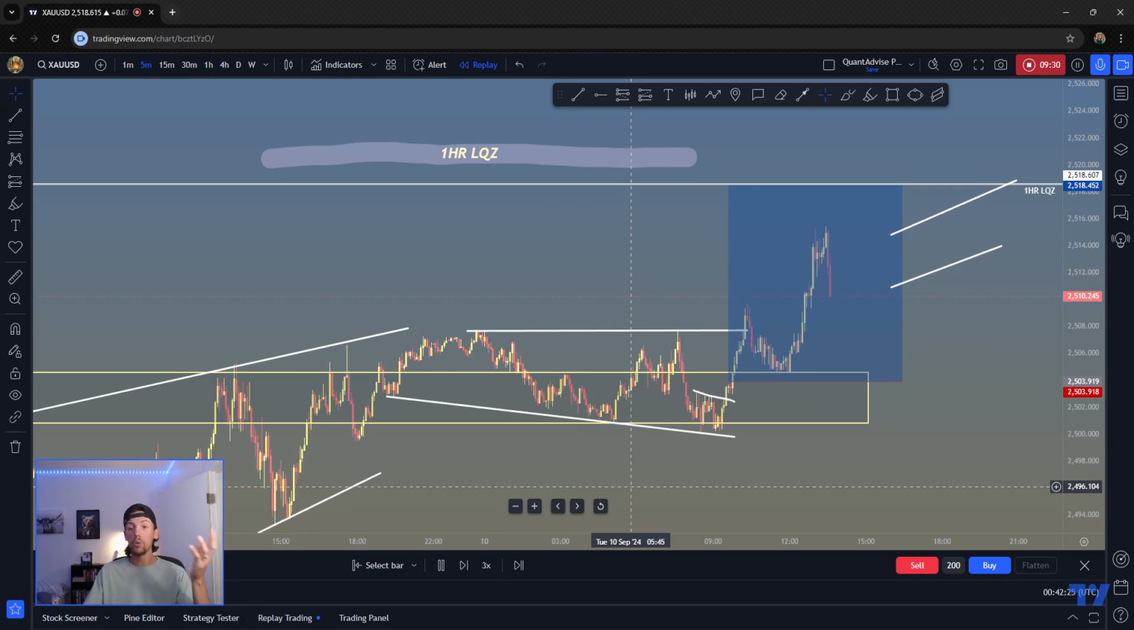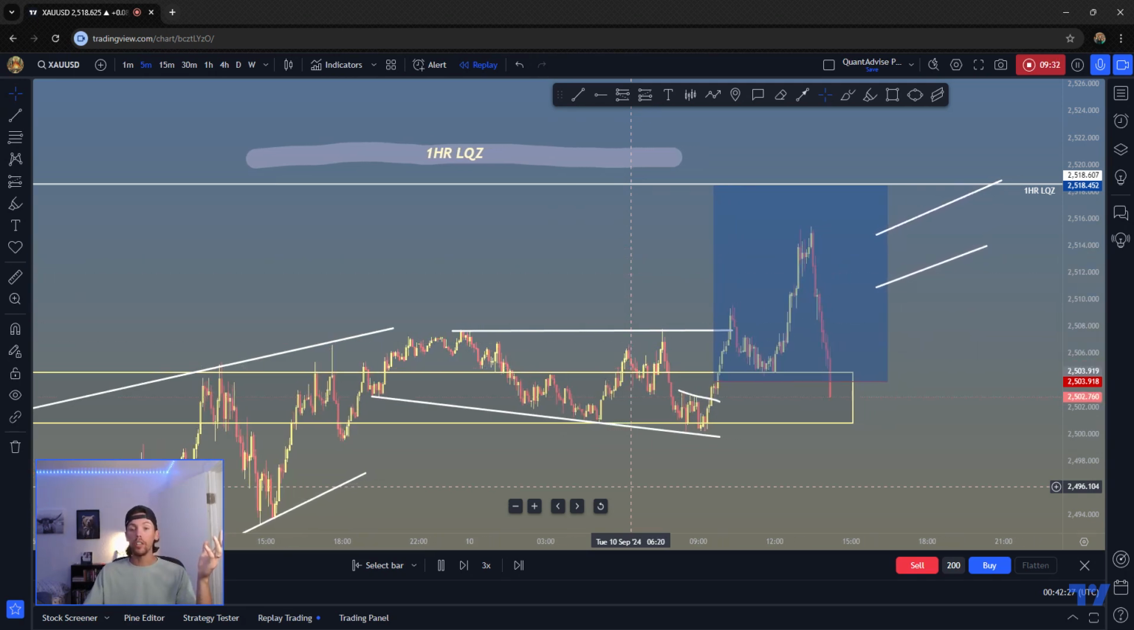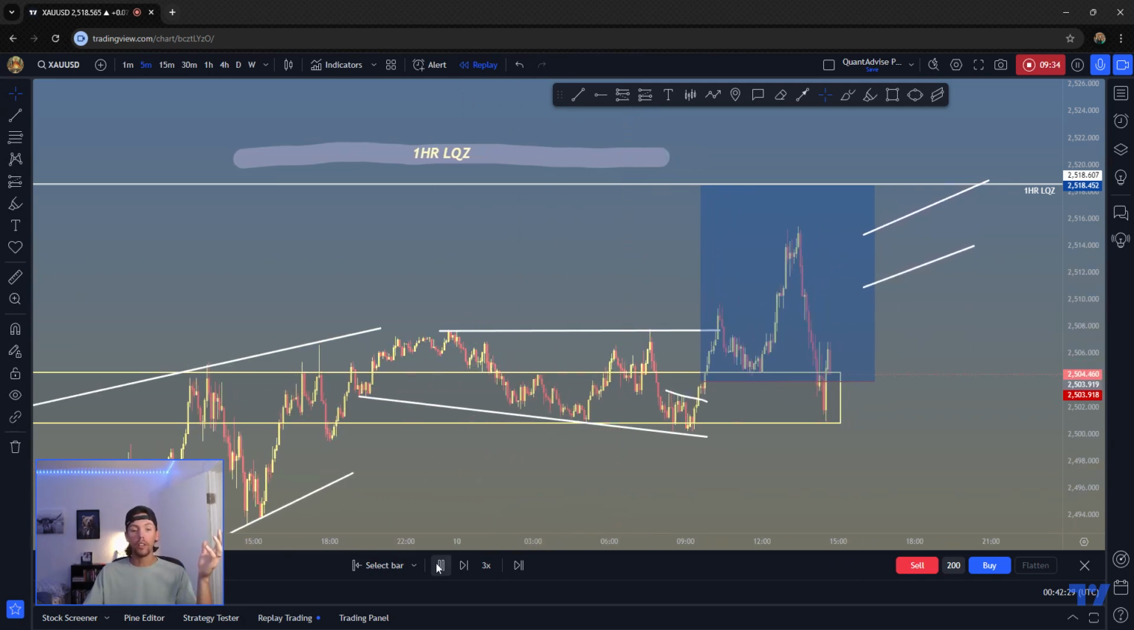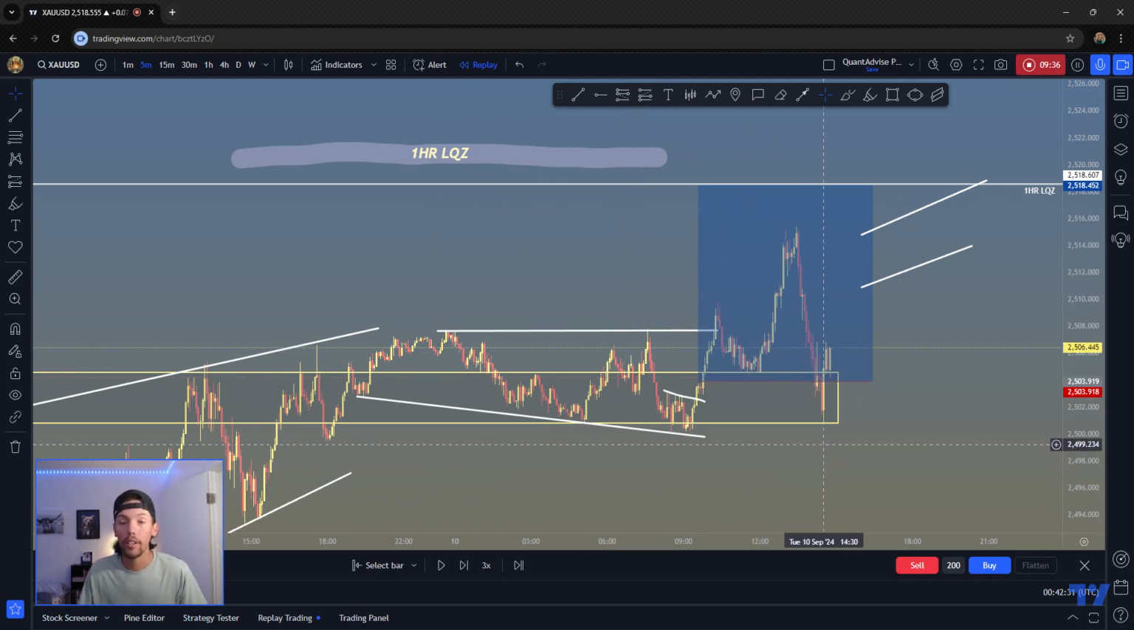Okay, so we fast forward. Market does this right here. Now, look, I did not expect a... Let me grab a measuring tool. Usually if you get a pullback, like I was expecting maybe 80 pip pullback, but not a 150 point pullback.